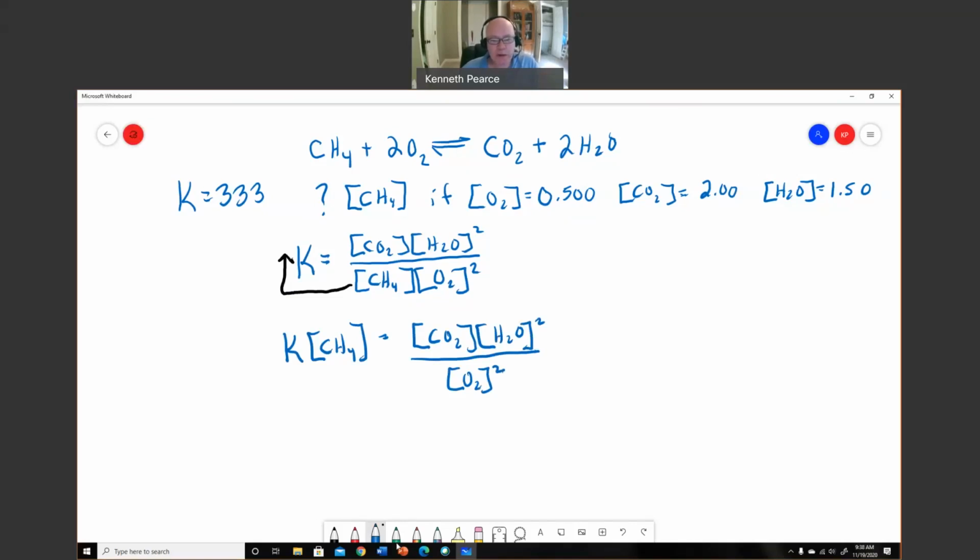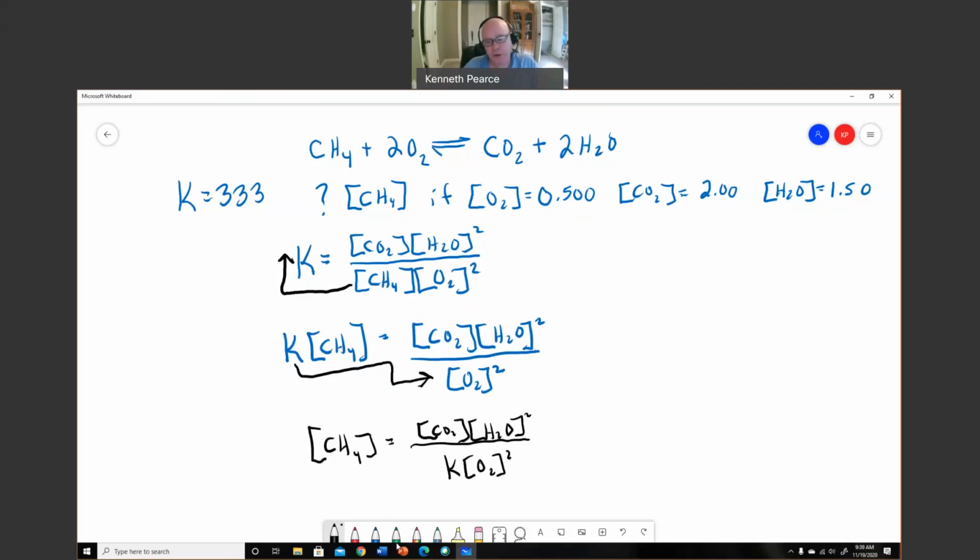Now I want to get CH4 by itself, and so now I'm going to move K. K is already on the top, so we're going to move it to the bottom over here, and now this becomes CH4 by itself on the left, and now we have CO2 times H2O squared. They never moved. And now the K is down on the bottom with the oxygen squared. And there you go. Now we've rearranged the equation and we're solving for CH4 because that's what we want.